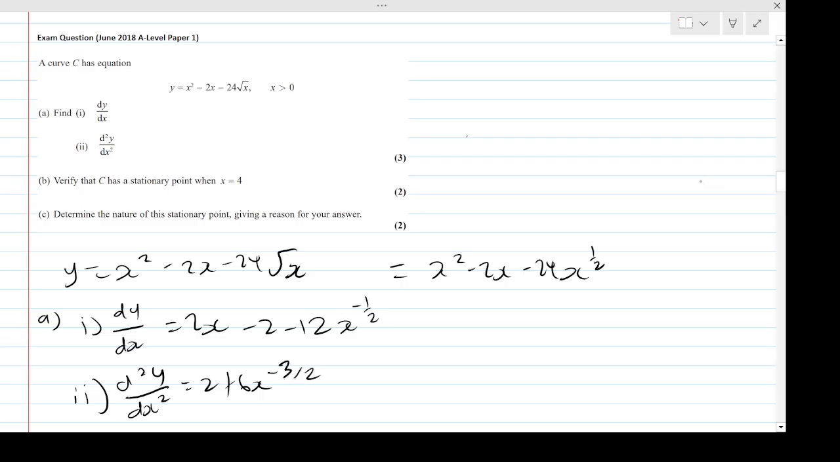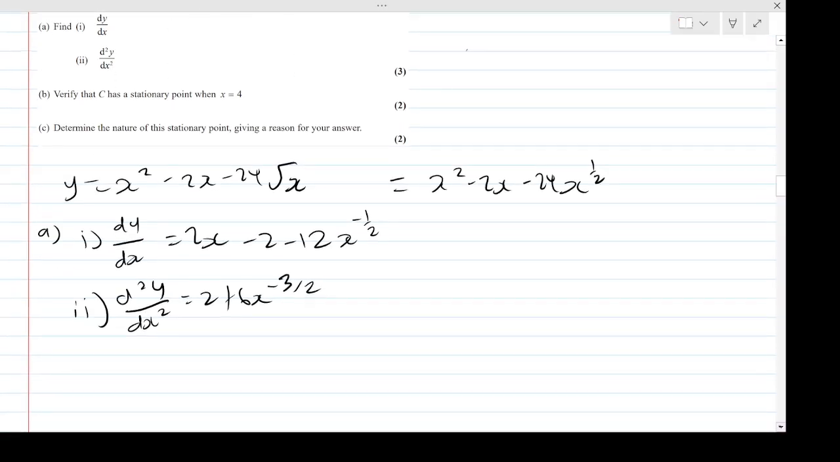Then part B asks us to verify that the curve has a stationary point when x is 4. Now, remember, a stationary point is where the derivative is equal to 0.